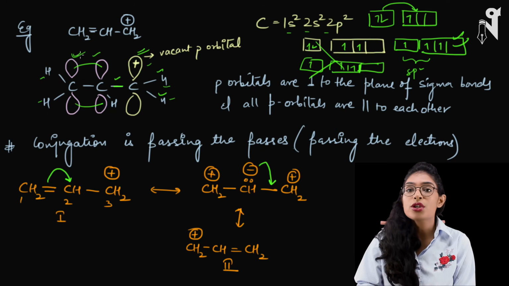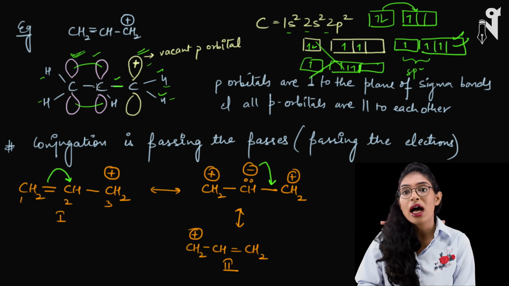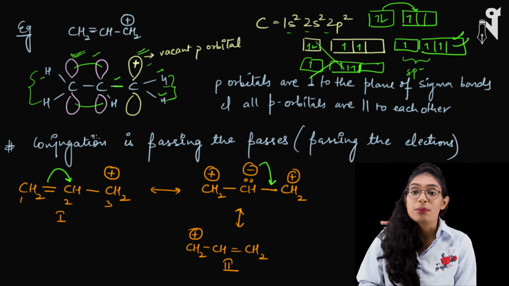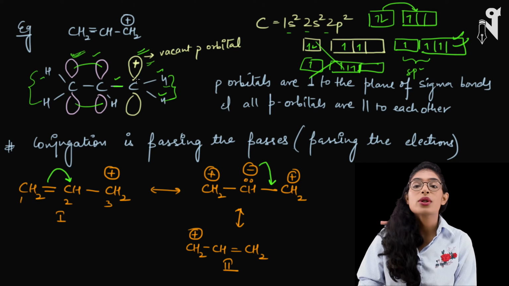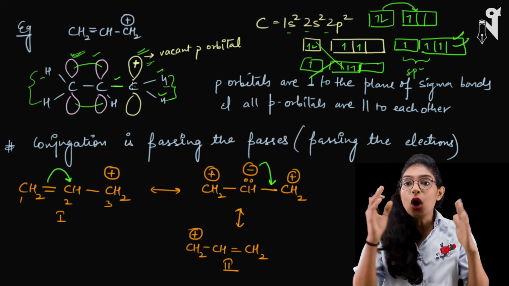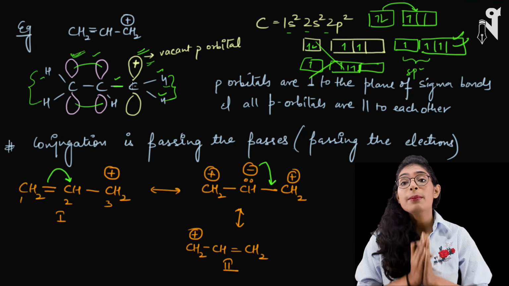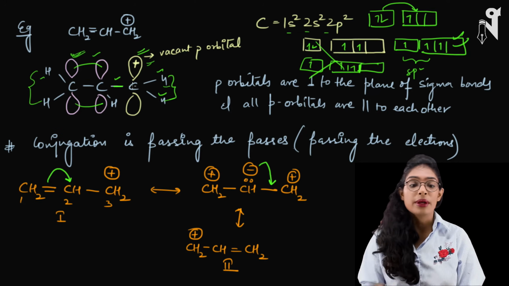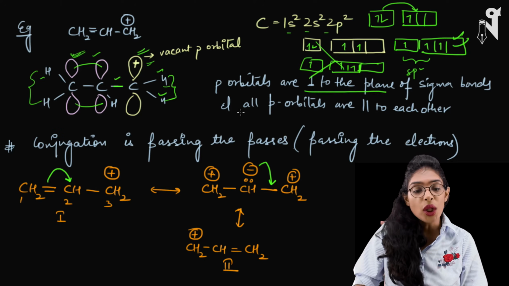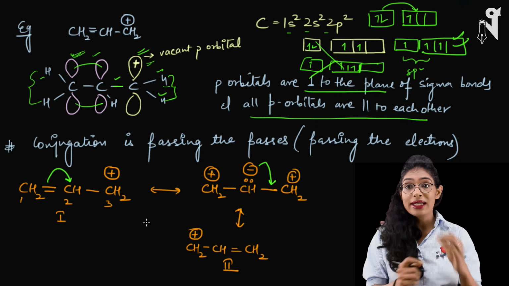Okay, what all conditions have we discussed just now? The p orbitals which are involved in pi bonding are in a perpendicular direction to the plane of the sigma bonds, and the p orbital which is empty is also in the perpendicular plane to the sigma bonds, but all of these p orbitals are parallel to each other. And this is a very important condition for conjugation to happen. So p orbitals should be in the perpendicular plane to the sigma bond, and all the p orbitals must be parallel to each other.